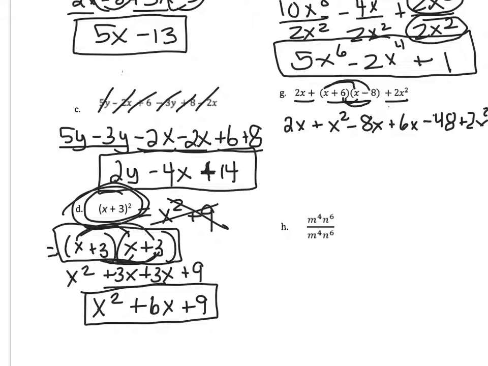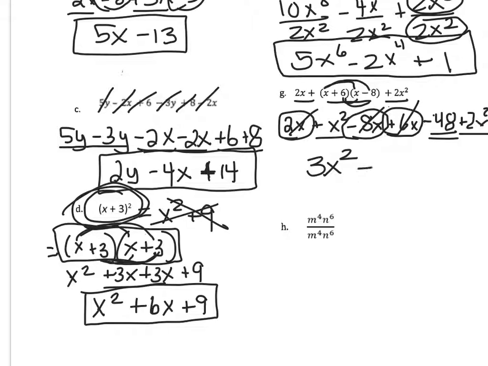Combining like terms, I have a 1x squared and a 2x squared, which leaves me with 3x squared. I have a 2x minus an 8x. That gives me negative 6x. When I take negative 6x and I add 6x, I get 0. So these x's do cancel out. The only thing left is negative 48. My answer is 3x squared minus 48.